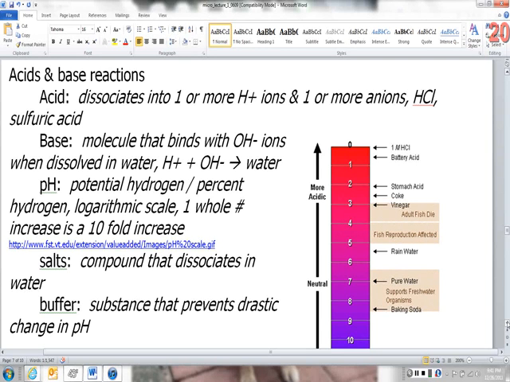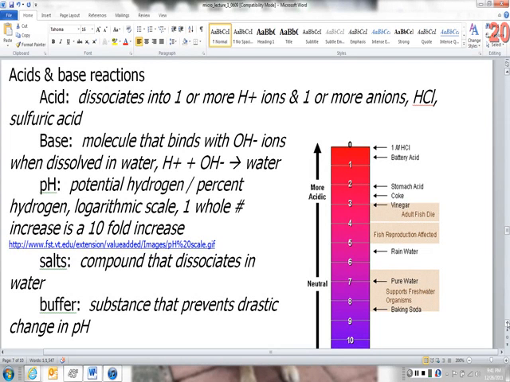Acids and bases are created when water is split into its ionic components. Acids dissociate into one or more hydrogen ions and one or more anions, such as hydrochloric acid or sulfuric acid. Bases are molecules which will bind with the hydrogen ion when dissolved in water, such as the hydroxyl ion. The pH scale is a logarithmic scale indicating the potential or percent hydrogen.